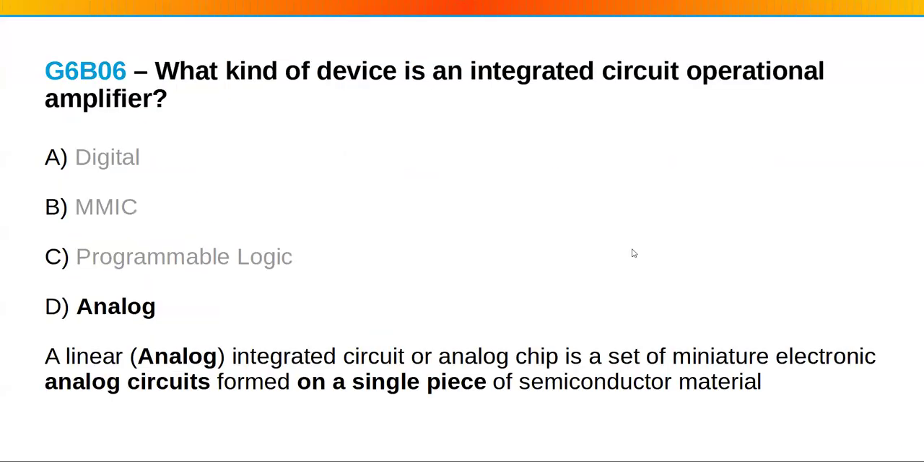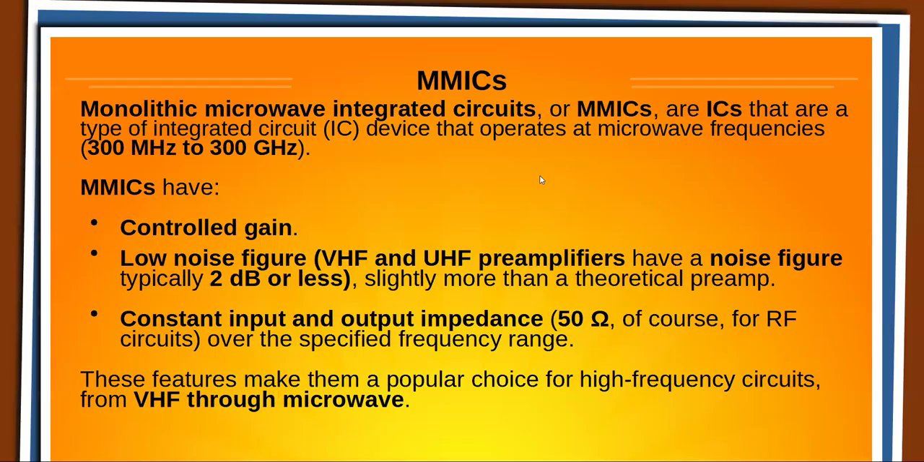So what kind of device? Well, all right. Well, everybody knew that. What kind of device is an integrated circuit operational amplifier? I think it's analog. I've got to clean my mouse. It's getting a lot of double bounces.